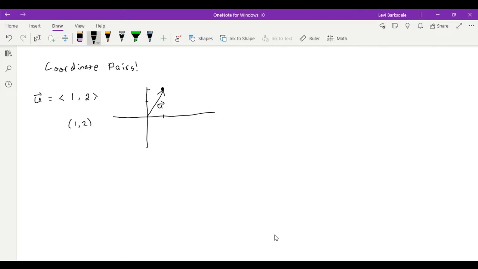Some of you might have noticed these weird little spiky brackets that I used. Those are often used to denote a vector, although you might also see other things. It's also pretty common to just use parentheses. So you could write it like that as well.